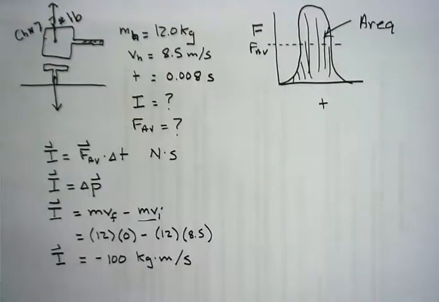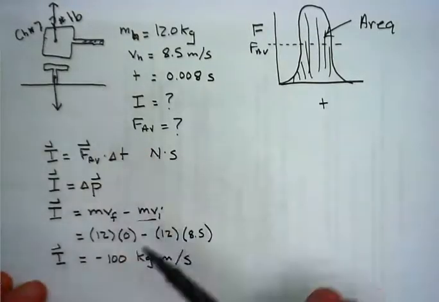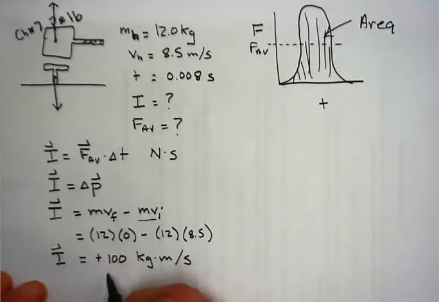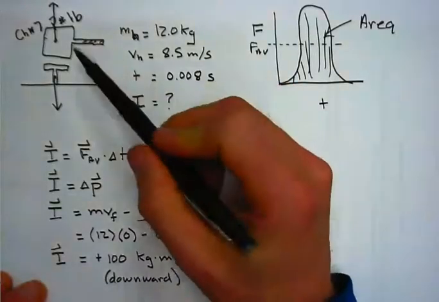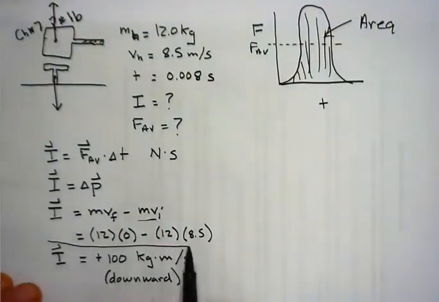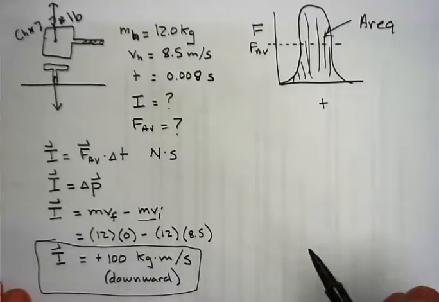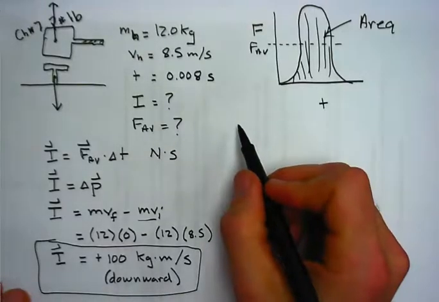It says, what is the impulse given to the nail? So the impulse given to the nail would be 100 kilograms meters per second downward. Right? That would be the impulse given to the nail. All right? So that's our answer for part A. Okay, so let's dive into part B here.